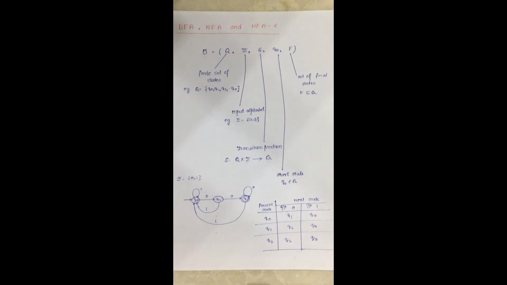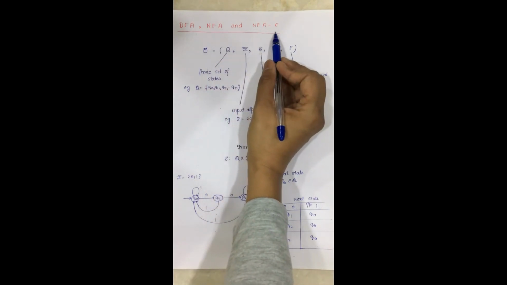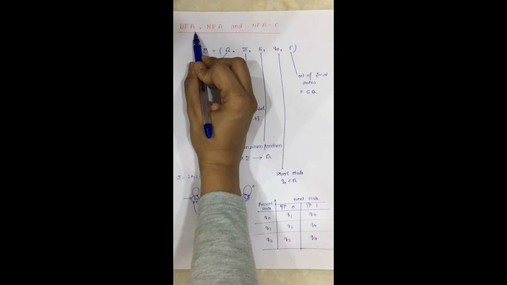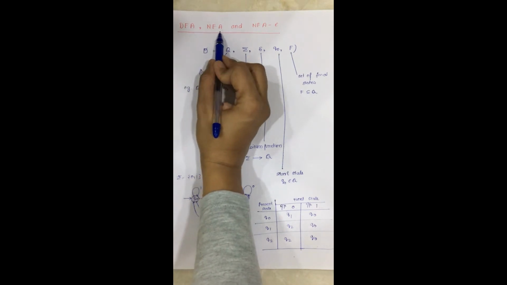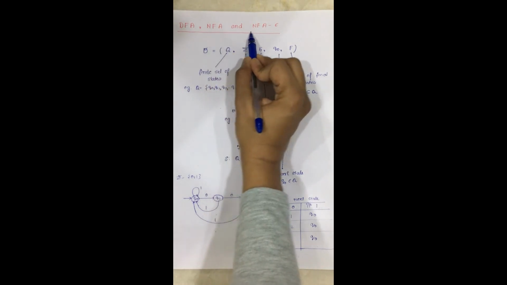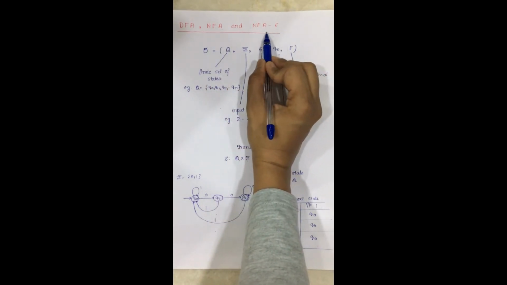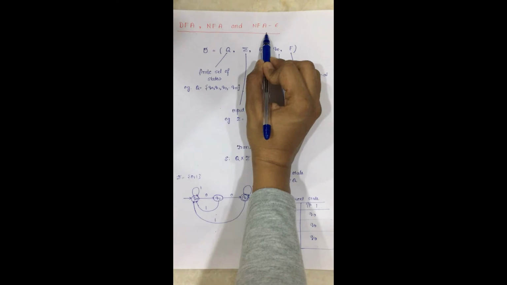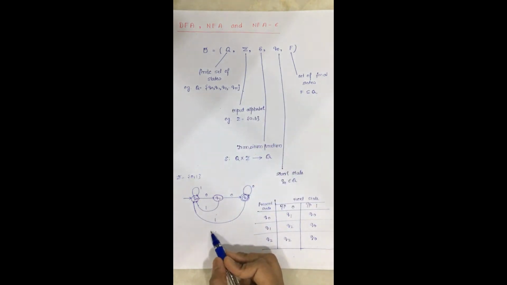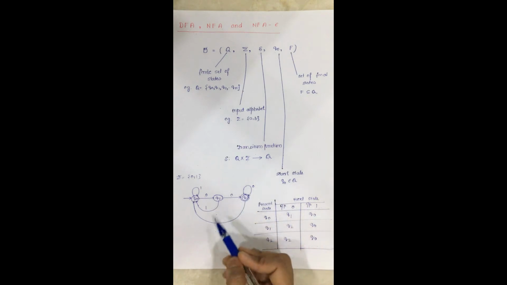Hello everyone. Today we will discuss DFA, NFA and NFA with null moves. DFA stands for deterministic finite automata, NFA stands for non-deterministic finite automata and NFA with null moves stands for non-deterministic finite automata with null moves or epsilon moves. We'll discuss here the formal definition, transition diagram and transition table for each finite automata one by one.